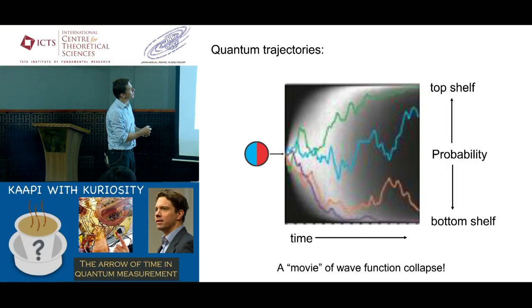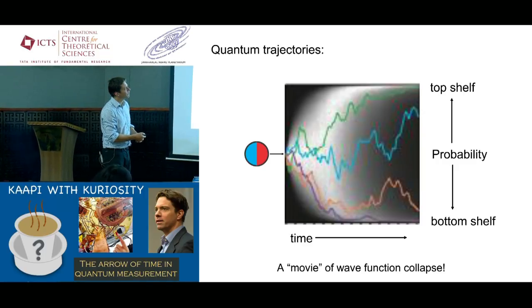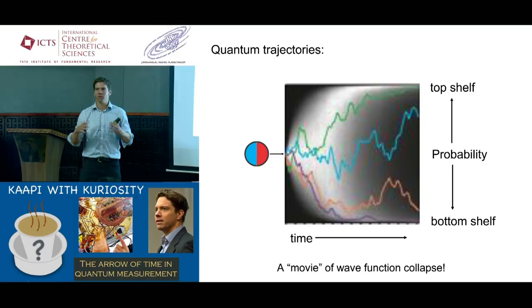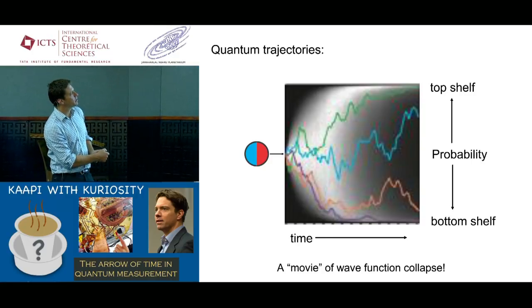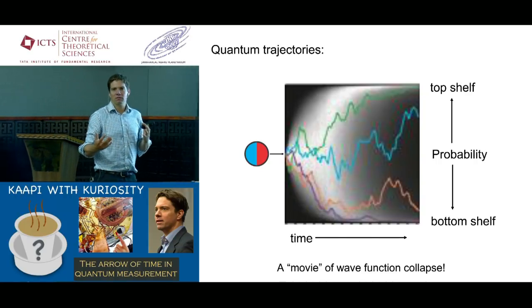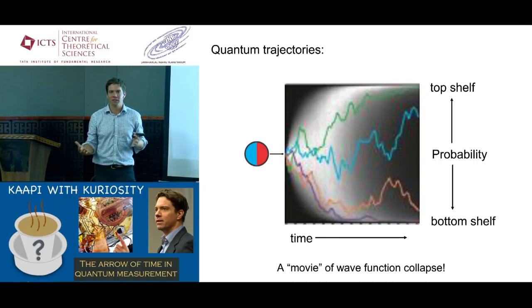Another one here, the purple one, goes down and it's on the bottom shelf. The overall grayscale in the back is just the overall distribution. So you can see half the time it goes to the top, half the time it goes to the bottom. Sometimes it takes some time to get there. This blue one takes a long time for the photons of the system to be collapsed onto one state or the other.